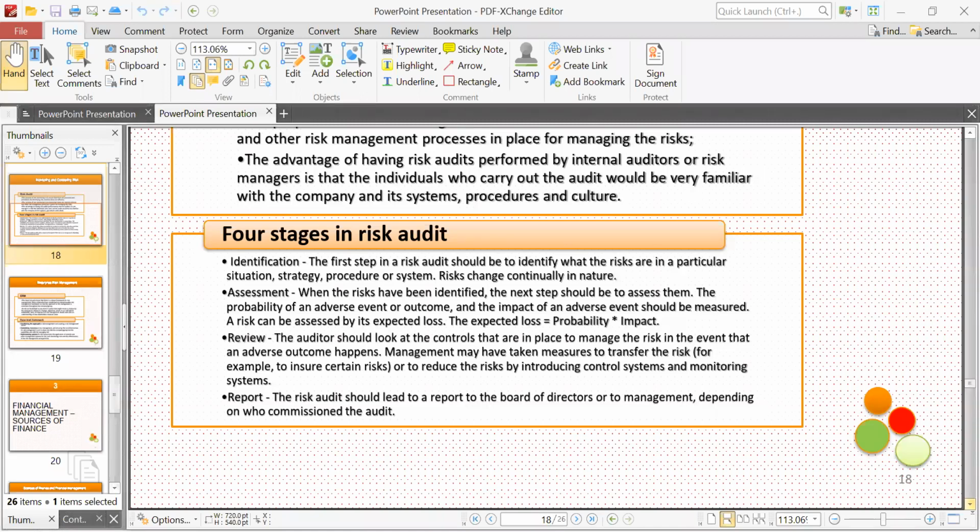Then review. The auditor should look at the controls that are in place and see whether those controls are able to manage the risk when an adverse event occurs. That's review. In the review, you are trying to monitor and control, or check that everything is okay. Then report. The risk audit should lead to a report to the board of directors or to management. Risk issues must not be kept in secrecy. They must be reported.